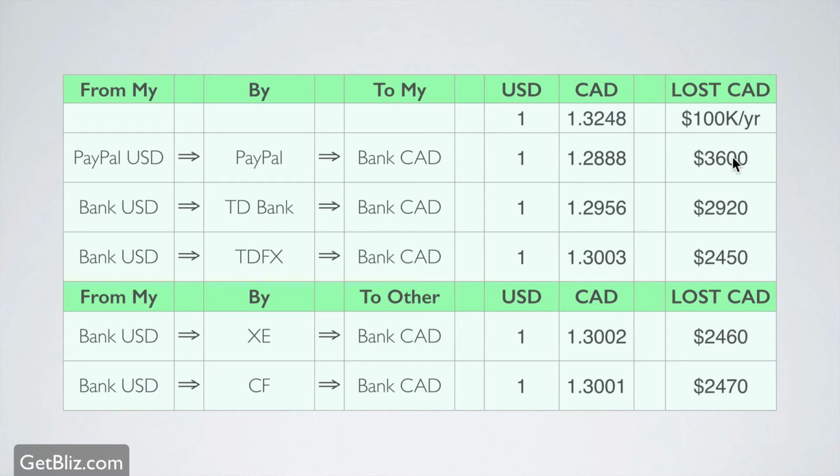So what's my other option? My other option is I transfer the money from my PayPal US account into my business account in US dollars, and that transfer doesn't lose any money. But then I still have to transfer those US dollars to my Canadian business account, and I can do it in two different ways. I can do it the easy way, and usually the easy way is the expensive way.